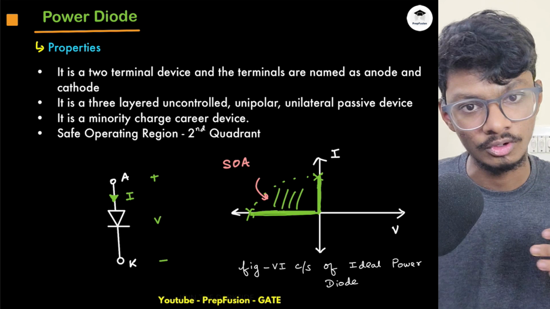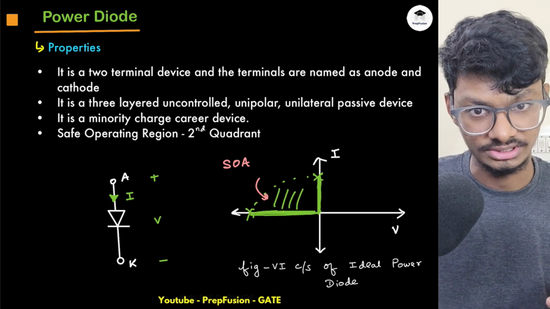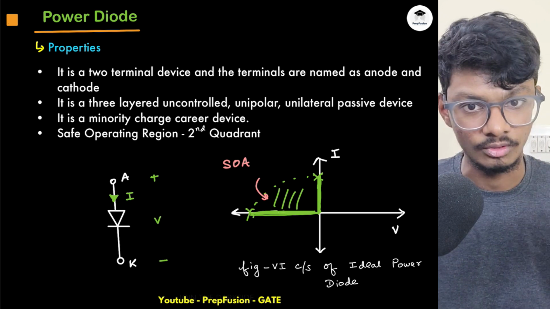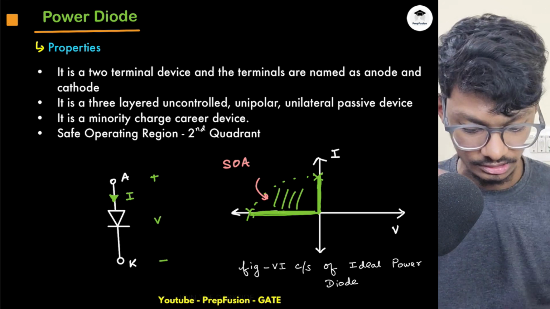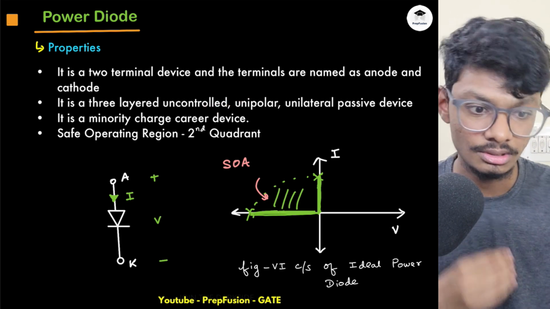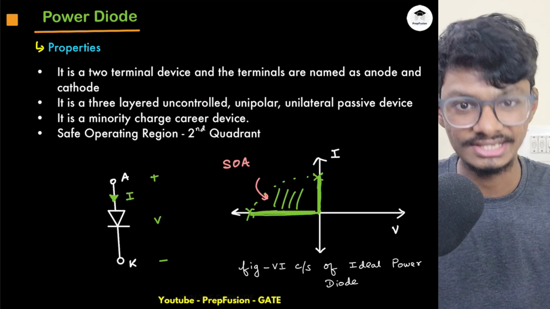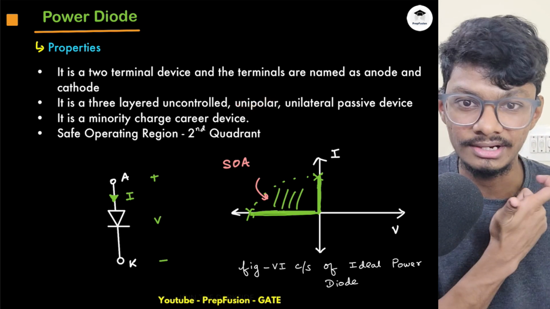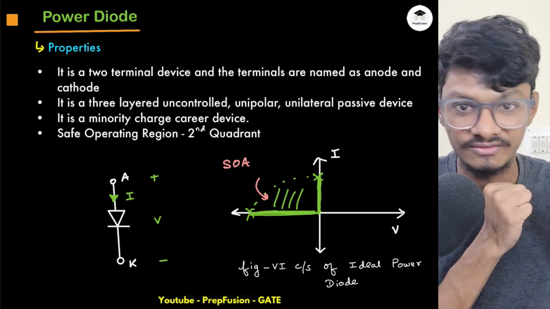But sometimes unipolar also means what type of charges are flowing, whether both polarities of charges are flowing or a single polarity. So there is a confusion, but your first priority should be the voltage blocking capability, and the second priority should be the charge flow, because in SSC JE and all the lower tier examinations they sometimes ask this unipolar and bipolar, and there sometimes confusion happens, you know, right?